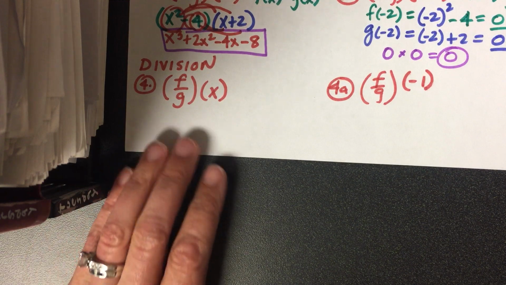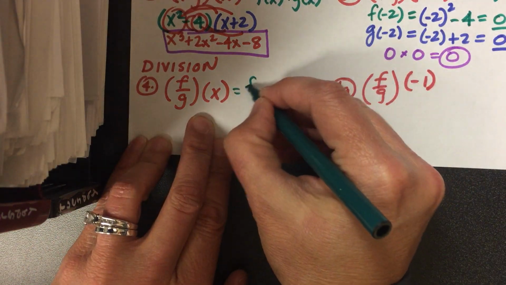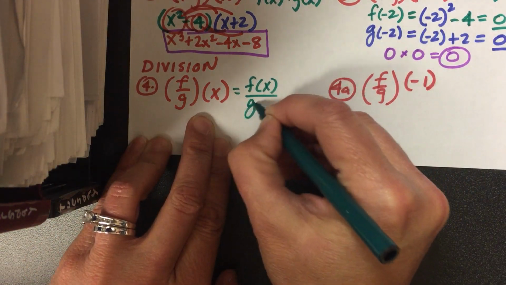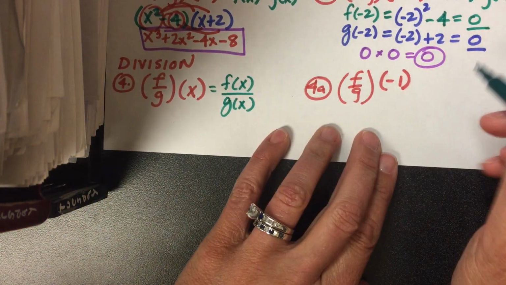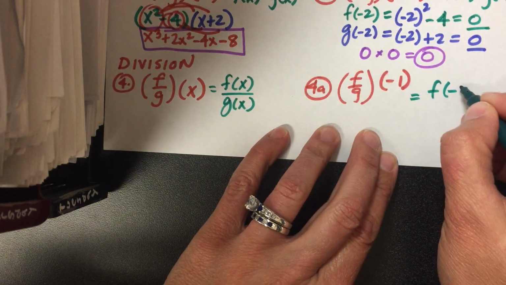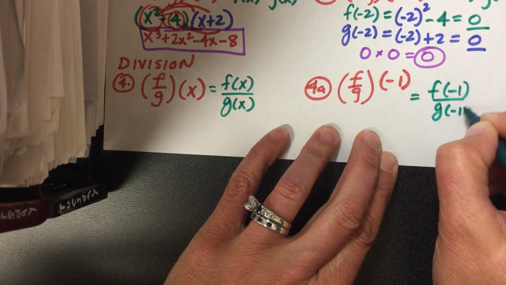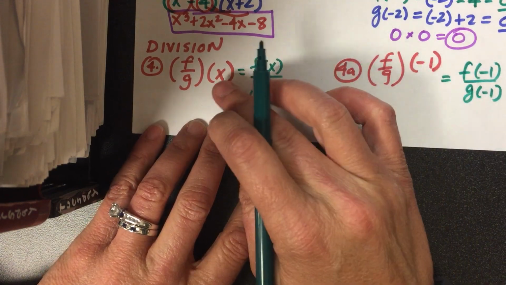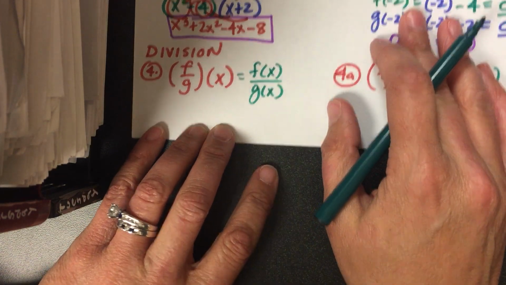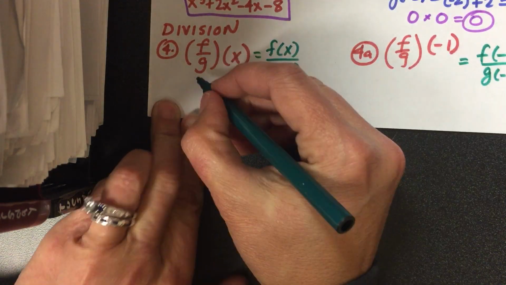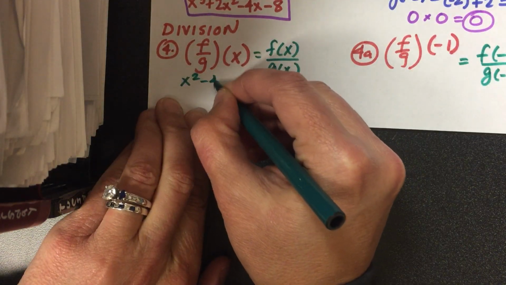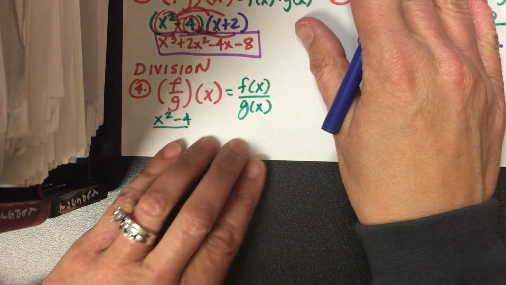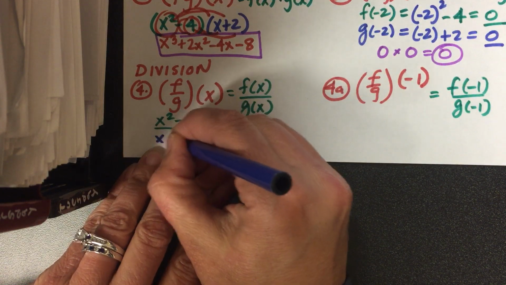Last one is division, and it's the same thing. This is the same thing as f of x divided by g of x, whereas this one would be f of -1 divided by g of -1. So let's figure this out. F of x, we know what f of x is. F of x is x squared minus 4. So I have x squared minus 4 on the top, since it's division. And g of x is x plus 2. So I've got x plus 2 on the bottom.